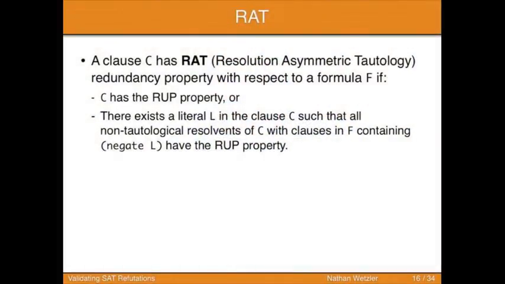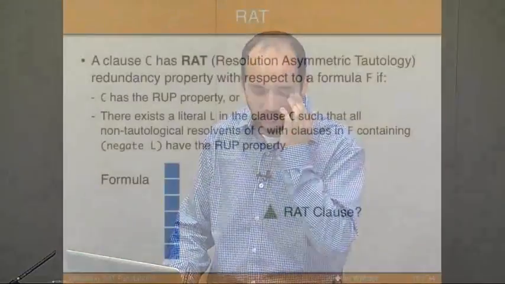Now we can combine resolution and reverse unit propagation to obtain the property that I'll be spending the rest of the talk talking about. This is the resolution asymmetric tautology redundancy property, or RAT property. We say a clause has the RAT property with respect to a formula if the clause has the RUP property, or there exists a literal L in the clause such that all the non-tautological resolvents with all clauses in F have the RUP property. That's another bit of a mouthful.